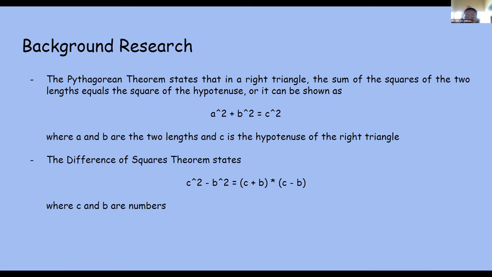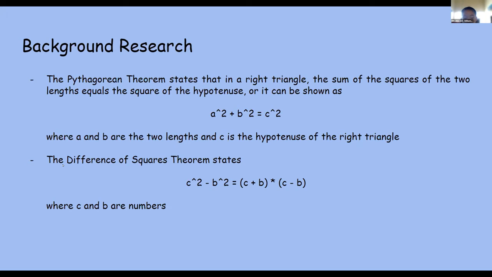Now let me explain to you what a Pythagorean triple is. A Pythagorean triple is the three whole numbers corresponding to the sides of a right triangle. And these three numbers have to fulfill the Pythagorean theorem, which means that the first number squared plus the second number squared equals the third number squared. So for example, 3, 4, 5 is a Pythagorean triple because 3 squared plus 4 squared equals 5 squared.